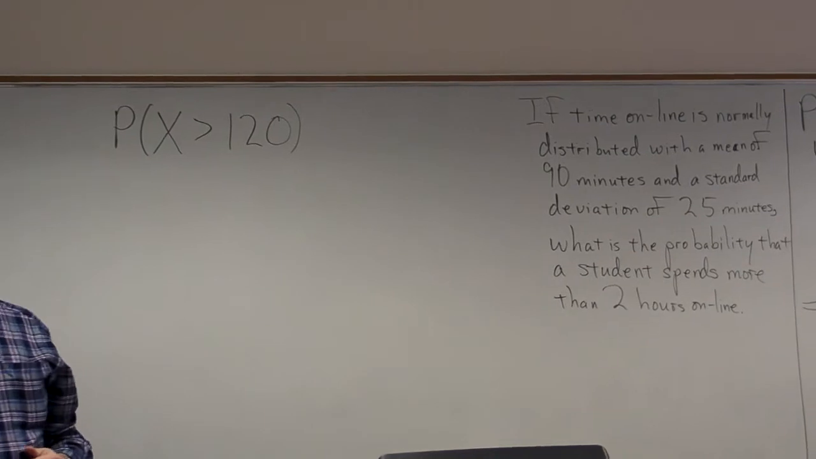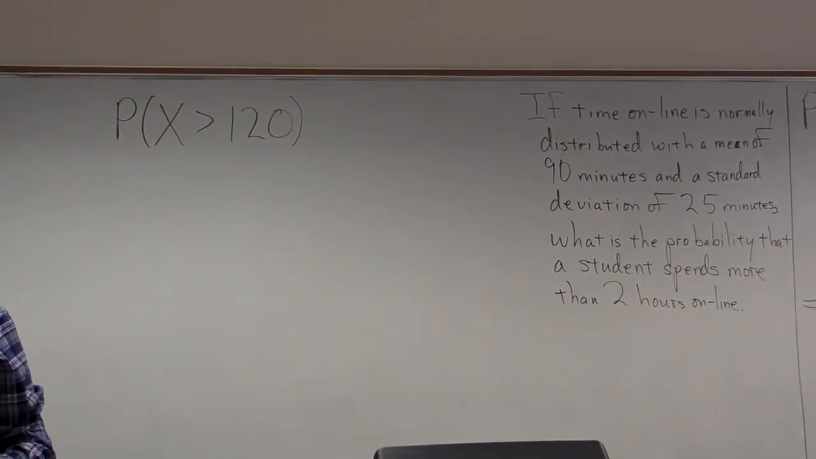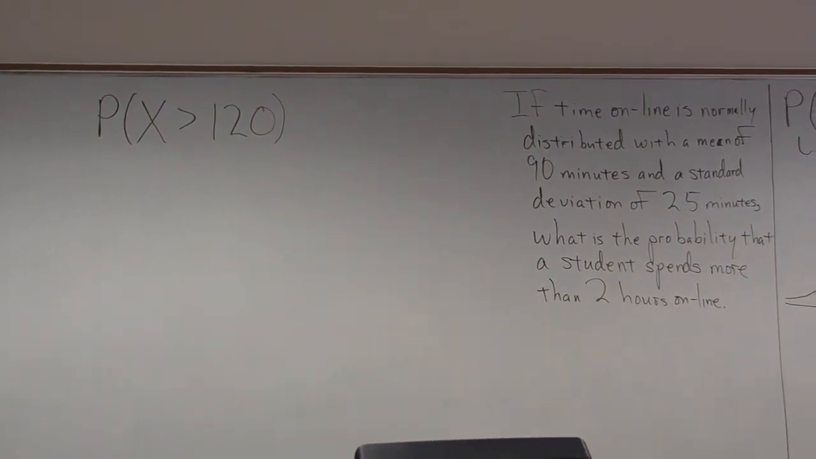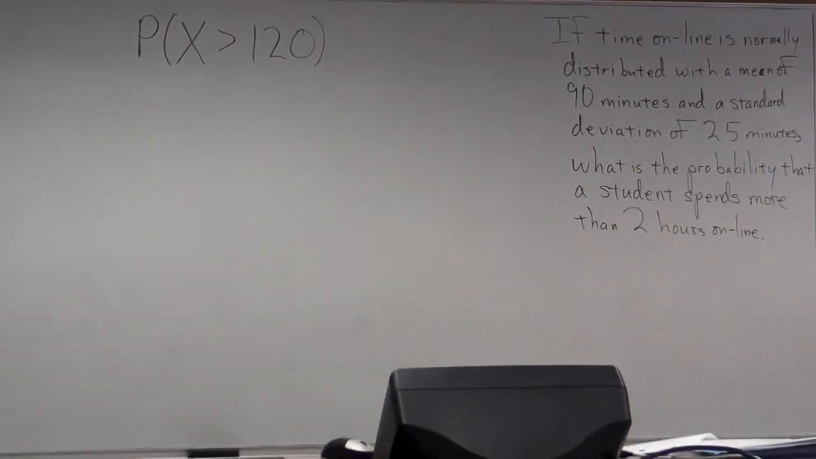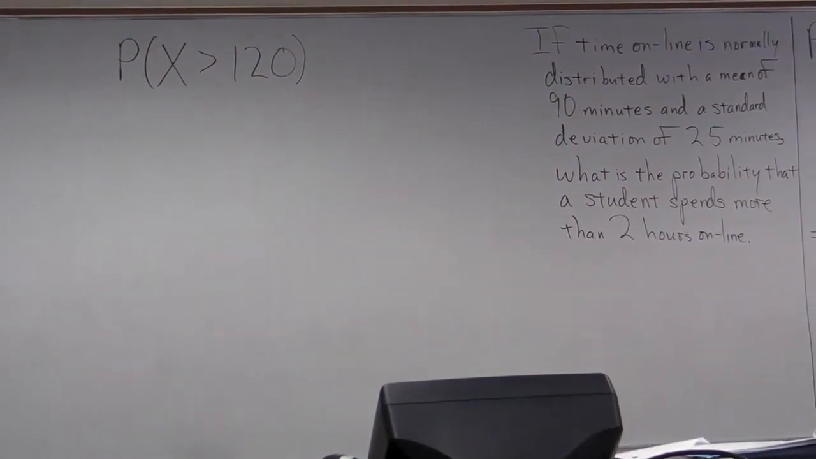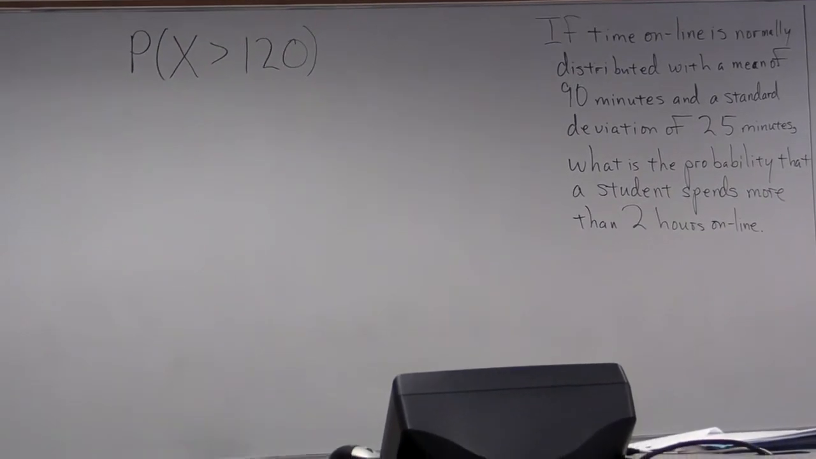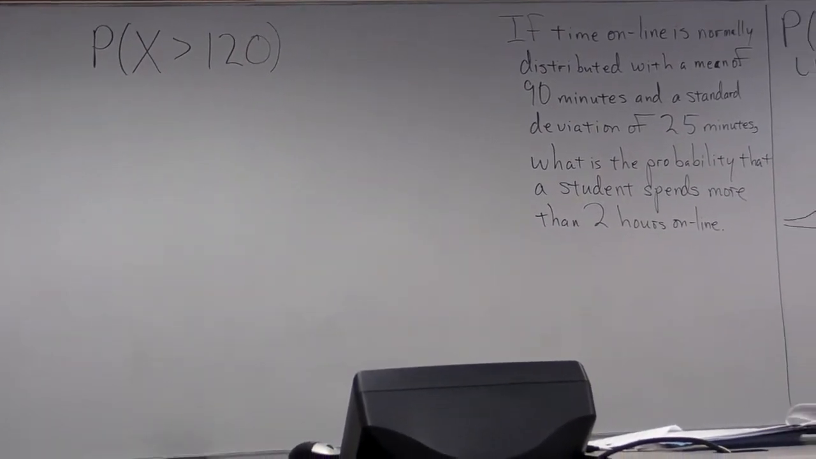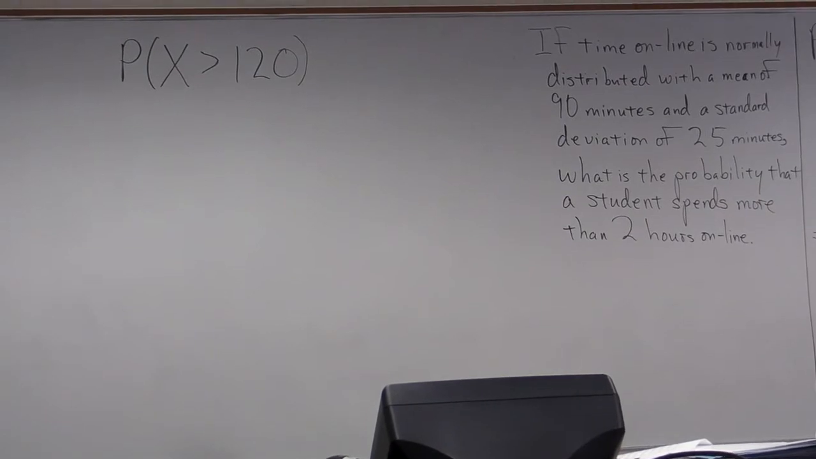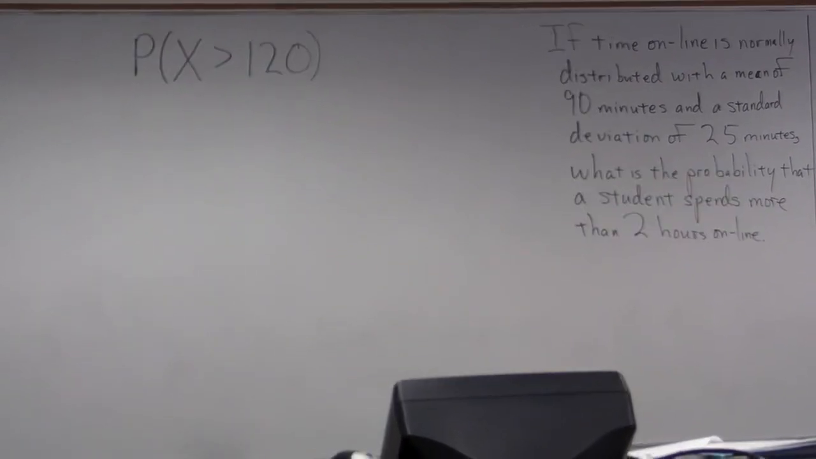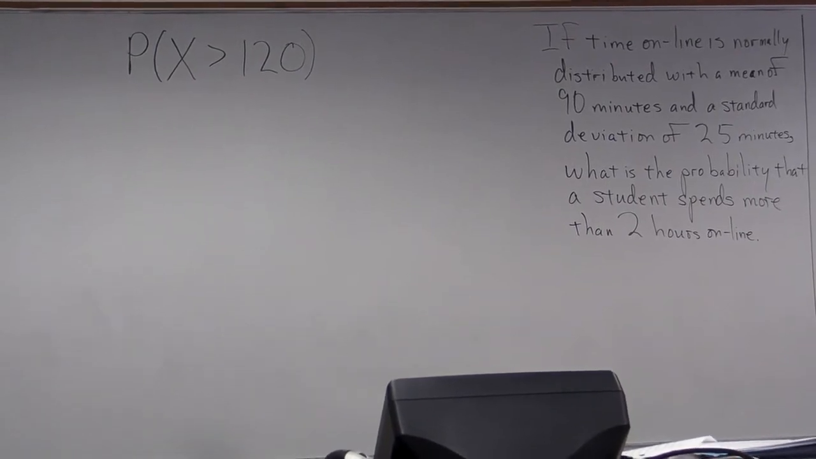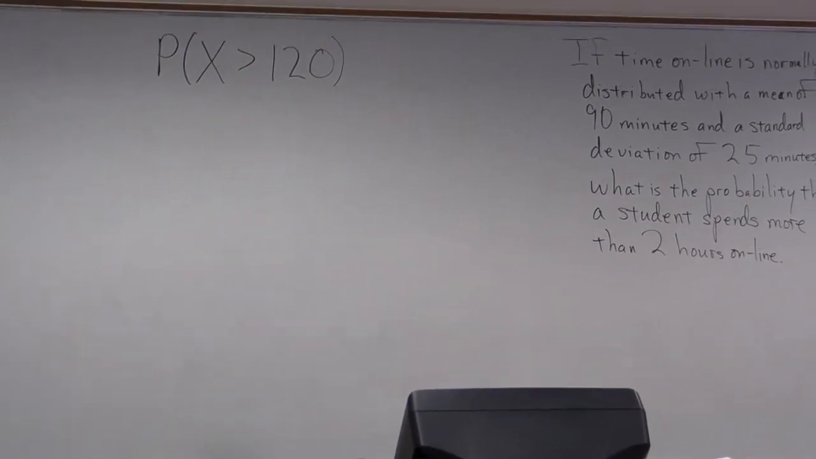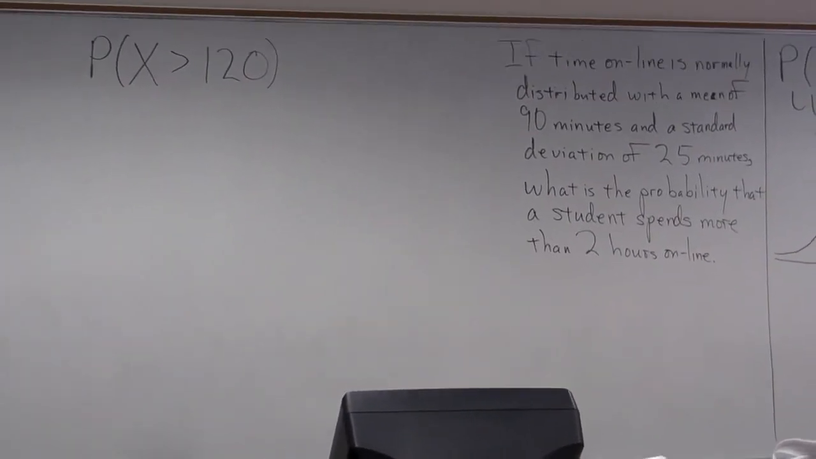So I'm asking here, what is the probability that x is greater than 120? I've converted 2 hours into 120 minutes. I need everything to be in the same unit, so because the mean and standard deviation are in minutes, I'm converting 2 hours into minutes. Likewise, if you want to convert the minutes into hours, that's also perfectly fine. You can do it either way, it doesn't really matter.